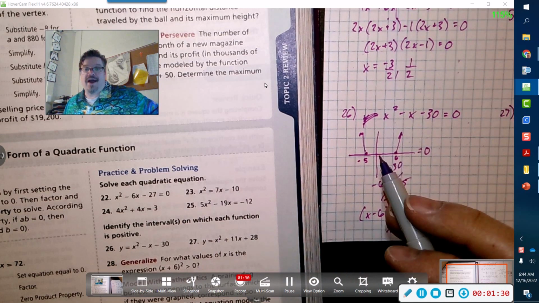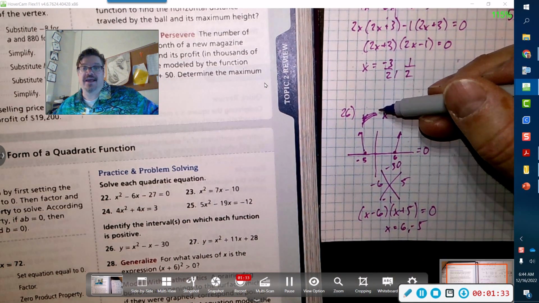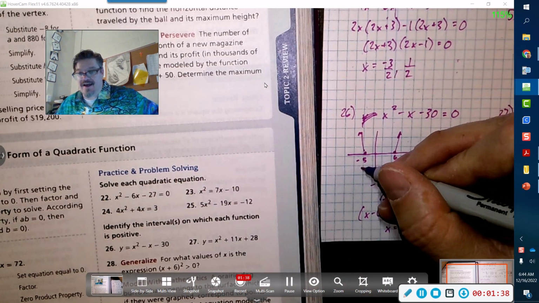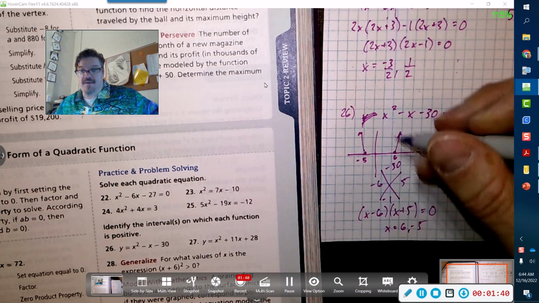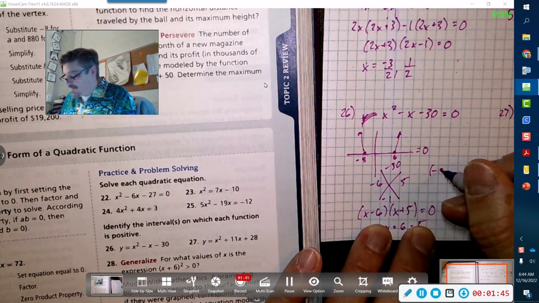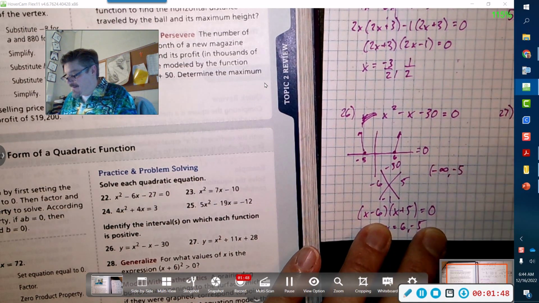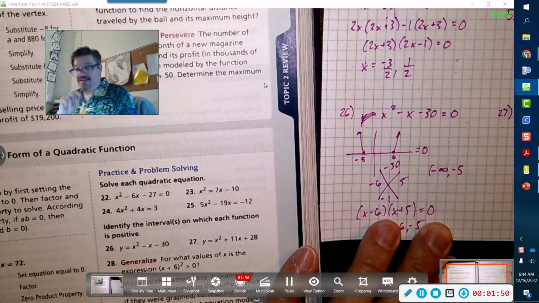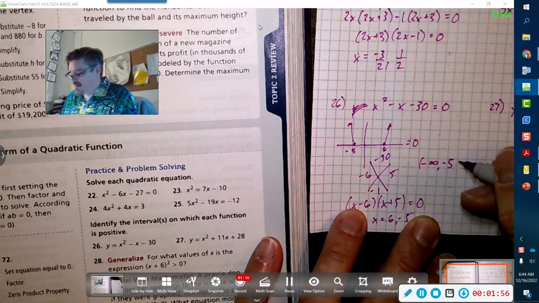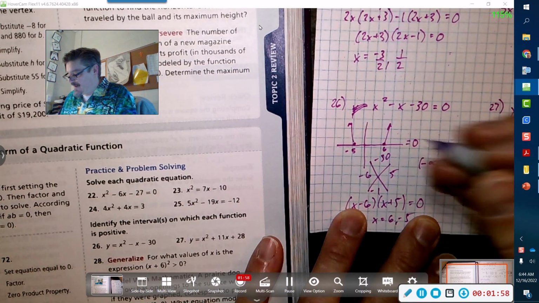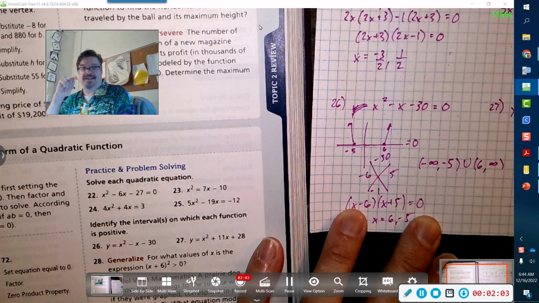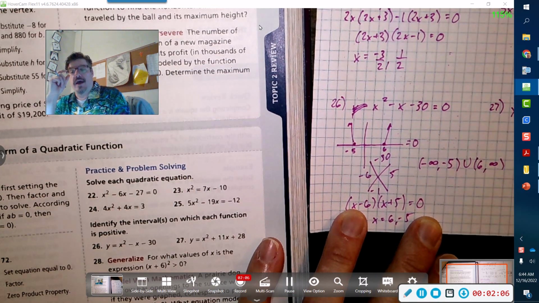The reason I know that it's pointing up, again, is because the a is positive. If the a was negative, then these guys would be pointing down, and my positive would be in the middle. So, where is this guy positive? He's from negative infinity all the way to negative 5, but we don't include the negative 5 because he's actually 0. We want to know where he's positive, not positive and 0. So we have a U, then he goes negative, and just above 6, he goes positive again and goes all the way to infinity.